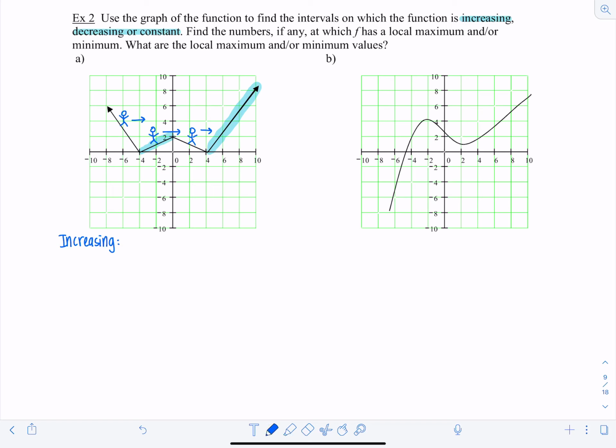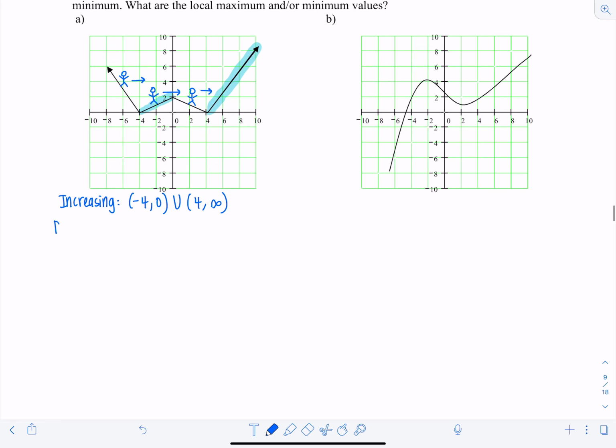So we start at -4, don't include -4, up until 0, union, and then pick back up right here at 4 until infinity. That's increase. Okay, now where is the function decreasing?